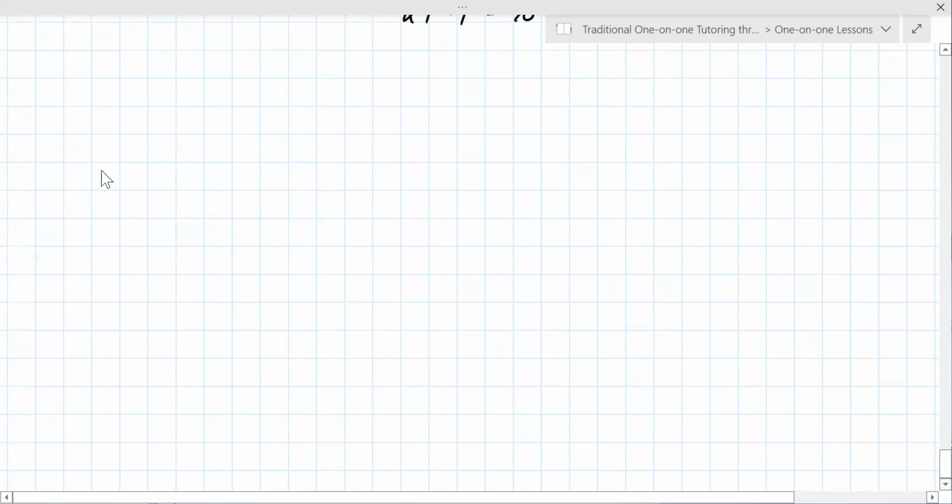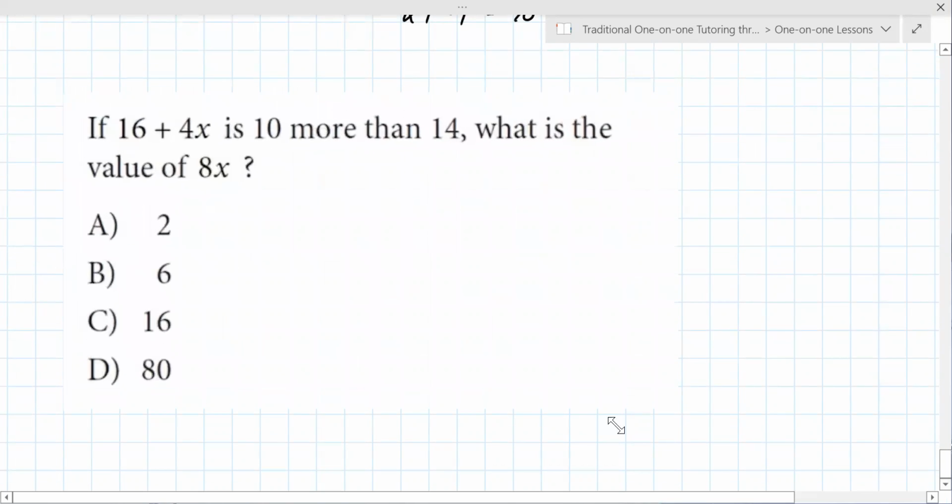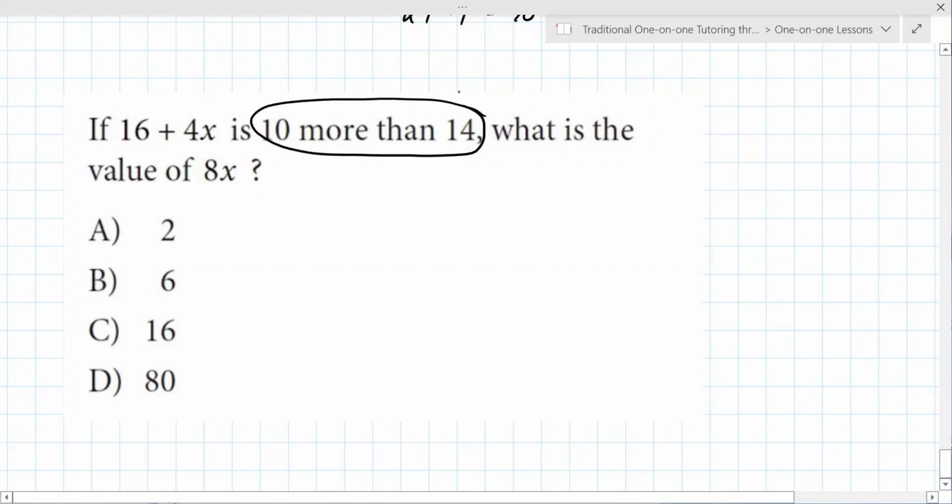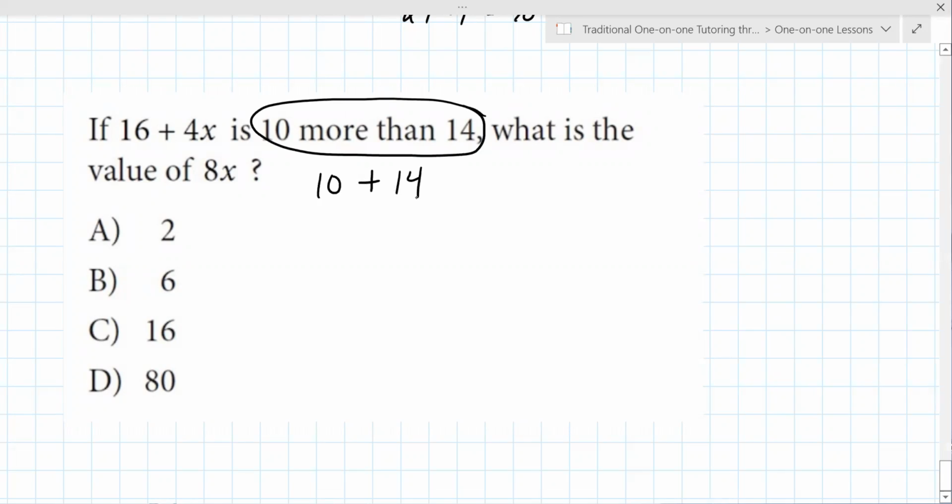We'll look at it together. Could you read it out loud for us, please? If 16 plus 4x is 10 more than 14, what is the value of 8x? Good. What does it mean if something is 10 more than 14? If it's 10 more than 14, then it means you have to add. What is 10 plus 14? That's going to be 24.